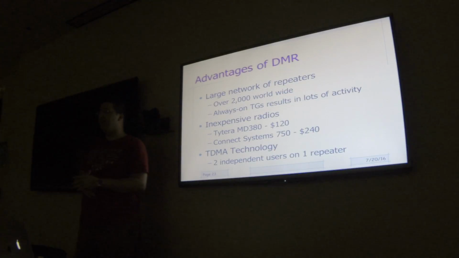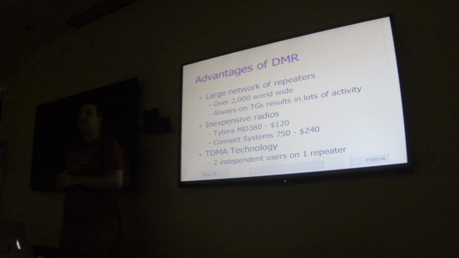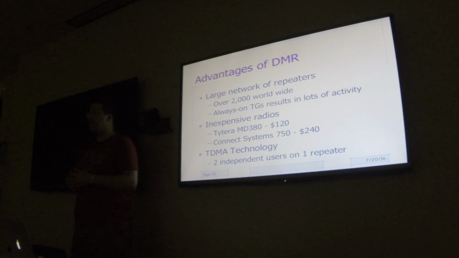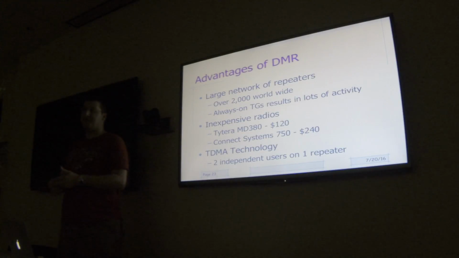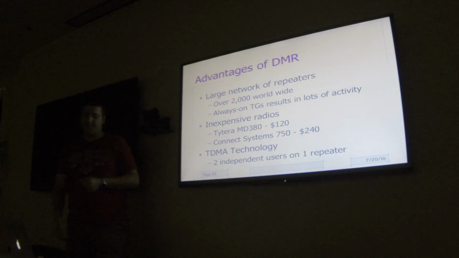The cheapest new DStar radios are over $300, same with System Fusion. With DMR, you're about $120 for the super cheap Tytera. If you go to the Connect Systems, it's at least Part 90 accepted, you're talking $240. And lastly, that TDMA technology is really popular. The fact that 2 people can be using it at the same time without colliding with each other. Because that's really something where you either have 5 repeaters in your town so that everyone can be on their own at the same time, or you sort of have to have this technology to allow more users.